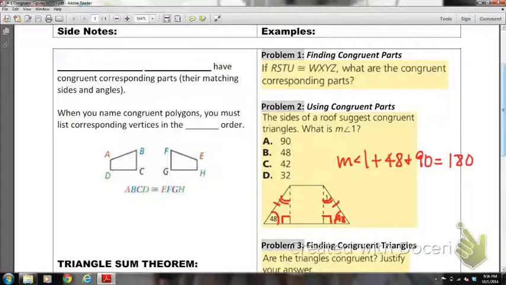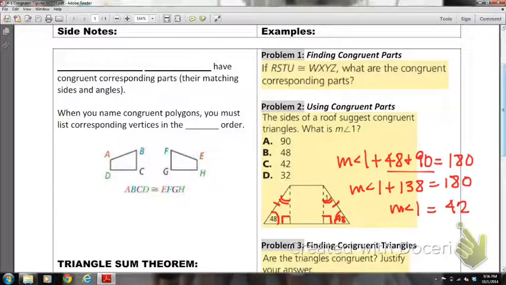So let's combine like terms. Measure of angle 1 plus 138 is equal to 180. So the measure of angle 1, if you subtract 138 from both sides, is going to be 42.